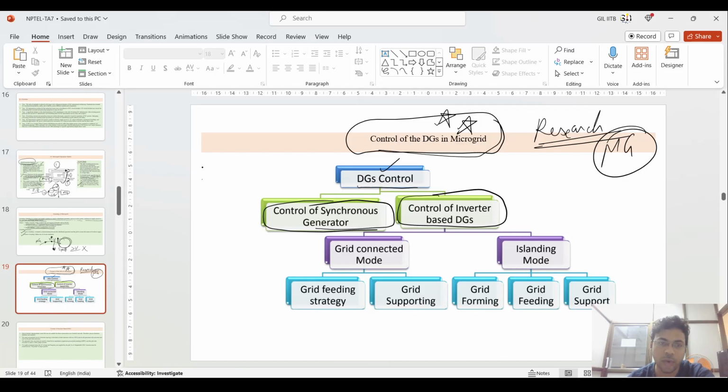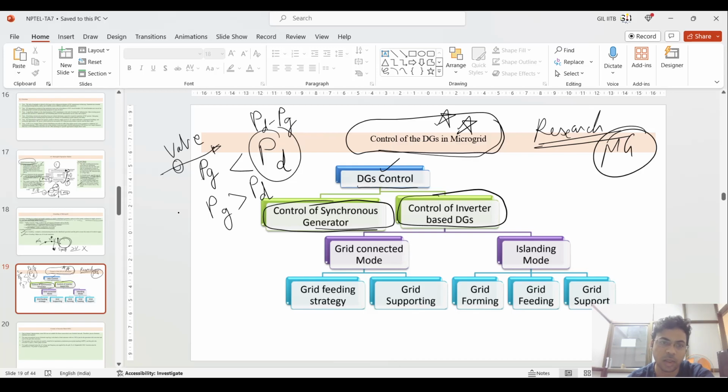So through the synchronous generator control you already know that suppose you have a certain generation and a certain demand there. If there is a deficit, and the demand is greater than the generation, then you open the valve of the steam to generate more power, so that you meet this difference, that is PD minus PG.